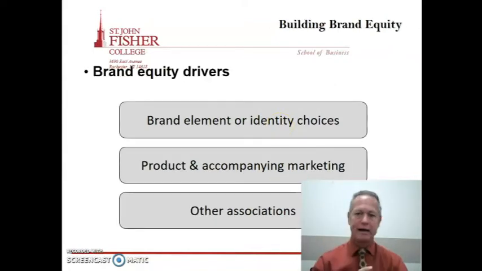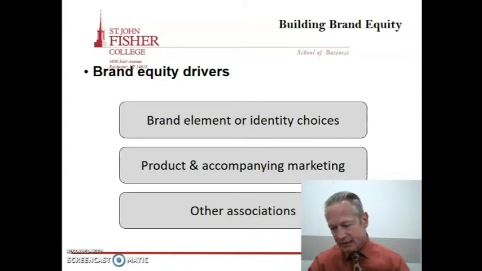So how do you build brand equity within a company? The identity choices, the accompanying marketing plans, and other associations all help build brand equity. A brand element or an identity of a brand.